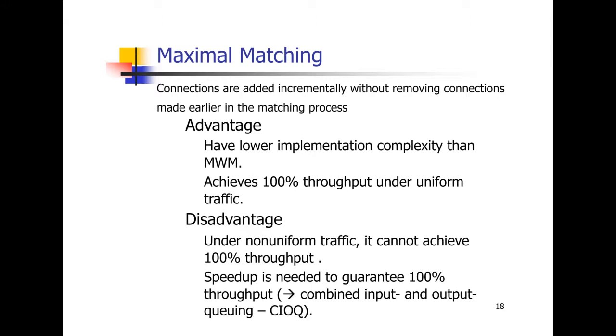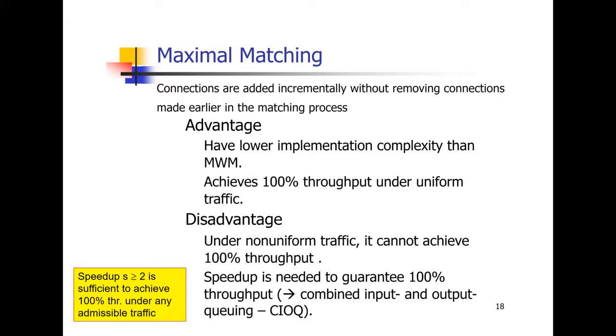And if we want to achieve 100% throughput in all the cases, with this method we have to use a speed up, even a small speed up factor, but speed up cannot be 1. And so in this case, we have to use a combination of input and output queuing. And it has been proven that with a speed up factor equal or greater than 2, we can achieve 100% throughput under any admissible traffic.